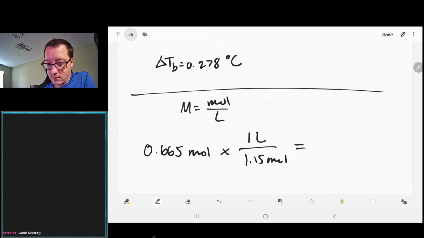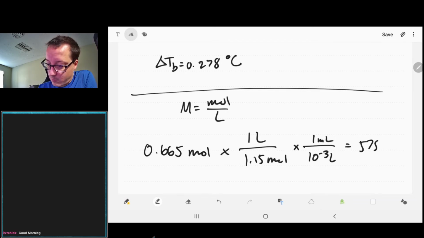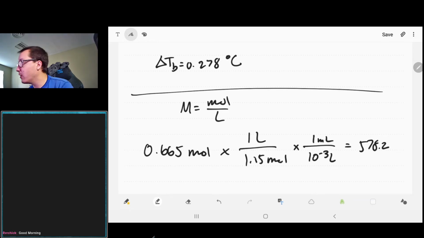And so doing this, 0.665. Oh, this is actually also asking for milliliters, so we need to solve for that, or you can do that part in your head, but 0.665 divided by 1.15 times 1,000 equals 578.2. And 578 is one of our answer choices, so that's the one we're going to go with.